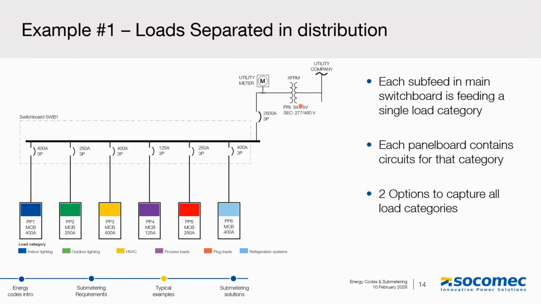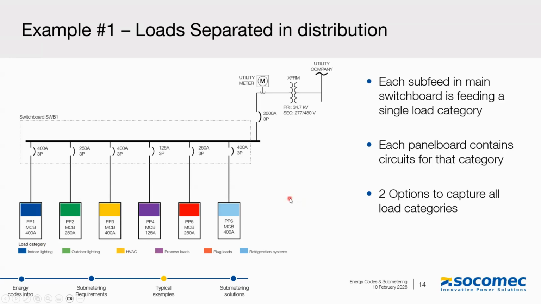A few examples. So let's consider this one-line diagram. A main switchboard with a few subfeeds that are feeding several panel boards. And in this example, we're assuming that each subfeed is feeding a single load category. So each panel board includes circuits of just one category. So panel board one is only indoor lighting, panel board two is outdoor lighting, then HVAC, process loads.